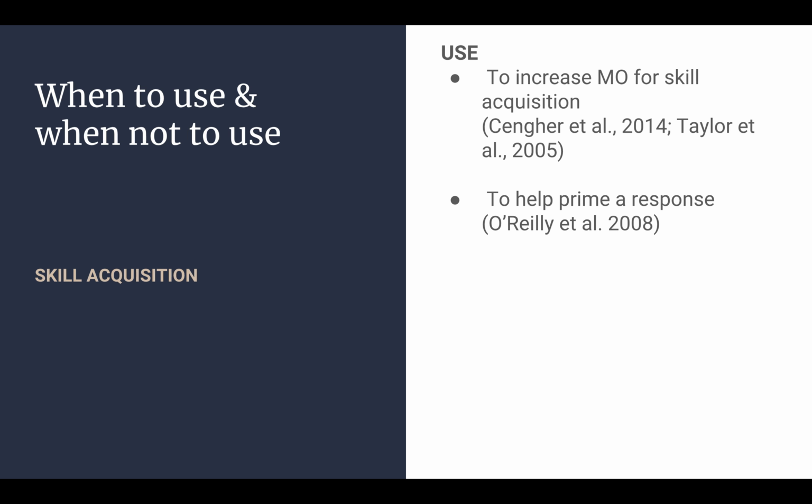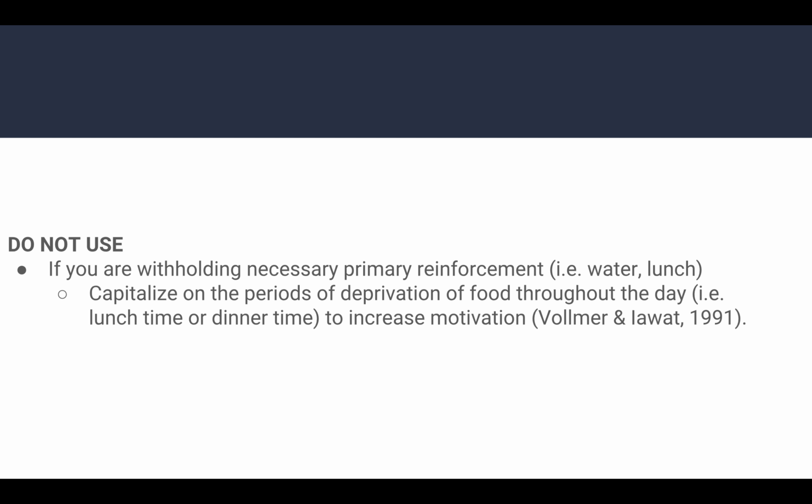Altering motivating operations can be used to establish a reinforcer as valuable to promote skill acquisition, or it can be used to increase the frequency of behavior a learner already has. Brief access to a reinforcer can also be used to prime a response, which can increase the frequency of a given behavior. Do not use this strategy to withhold essential primary reinforcement. Instead, use the periods of food and water deprivation throughout the day to increase motivation. So for example, run a program reinforced by food before lunch when you know they're hungry, thereby creating an EO for food as reinforcement.